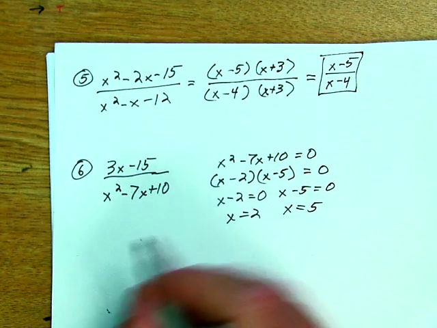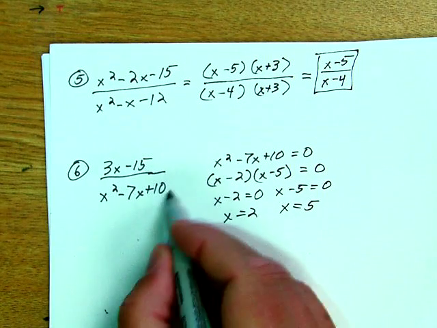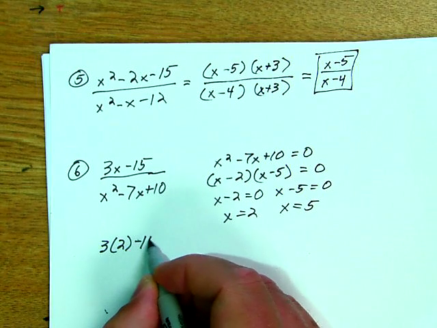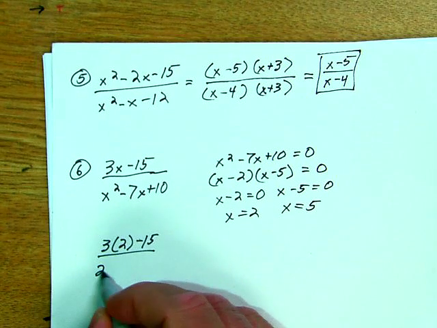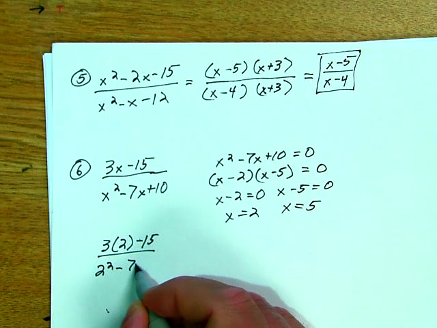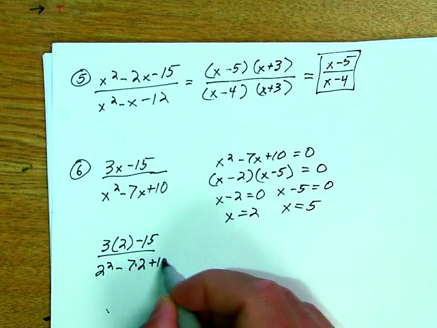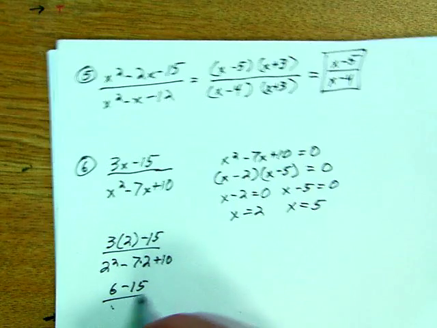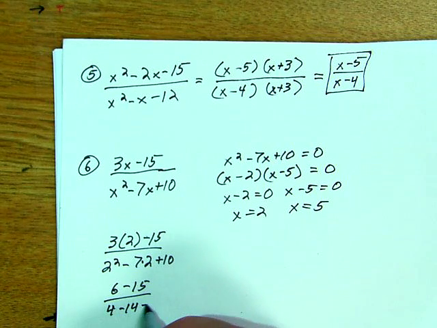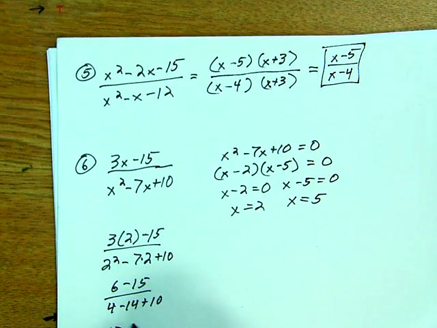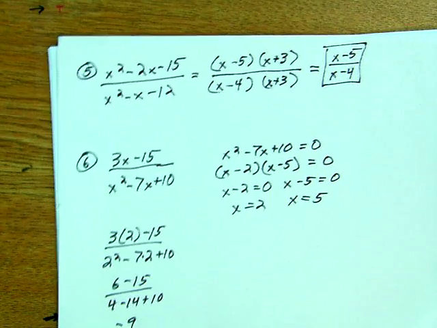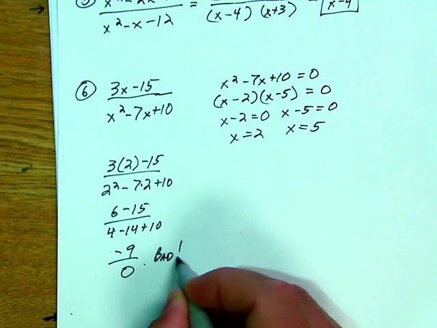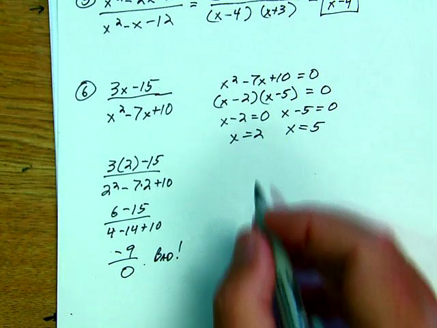Let's check our terms. Let's put 2 into this equation. So we've got 3 times 2 minus 15, all over 2 squared minus 7 times 2 plus 10. And if you do that, you get 6 minus 15 all over 4 minus 14 plus 10, which is negative 9 all over 0. Negative 9 all over 0, that's bad. Undefined.